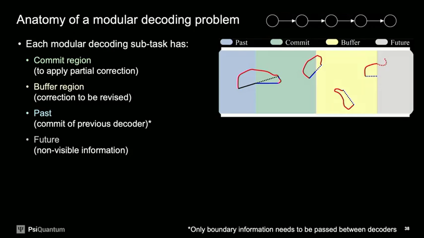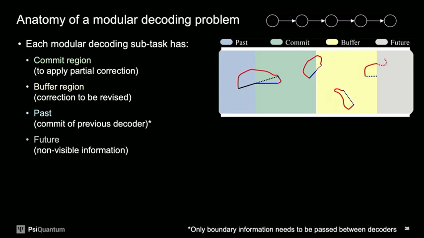And that's basically what a decoding problem looks like. You divide it up into a bunch of smaller decoding problems, which we haven't talked about how to do yet. But each of these problems is basically just specified by 4 regions. There's the commit region, which is what it's tasked with correcting. There's the past, which is some region that's already corrected by some previous decoder.